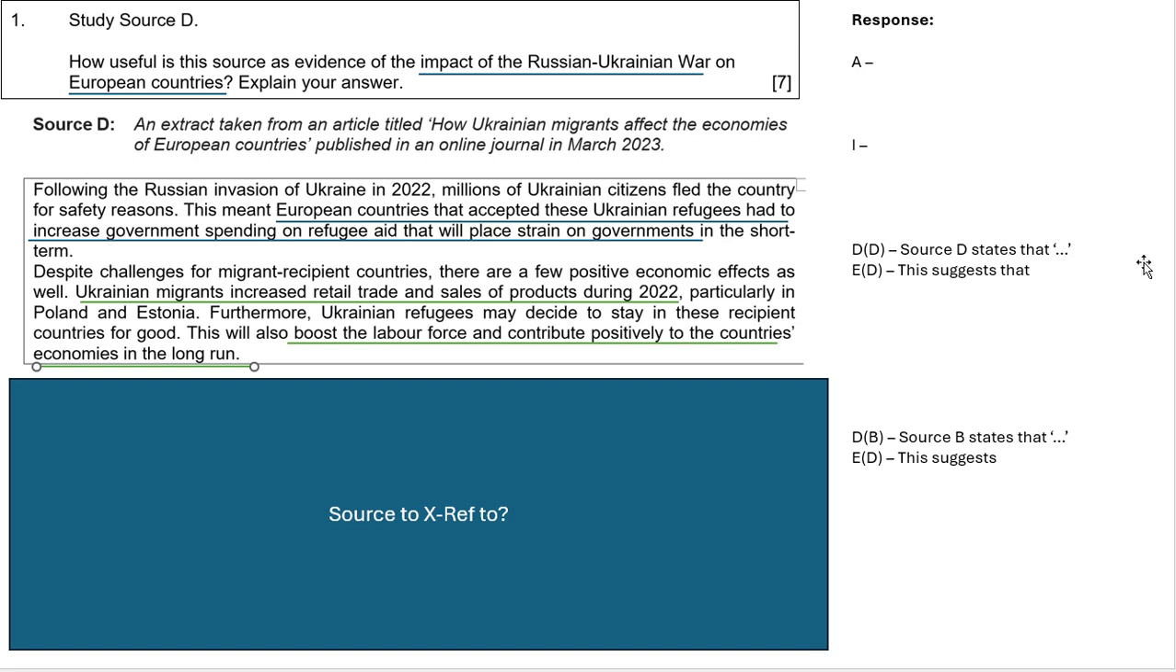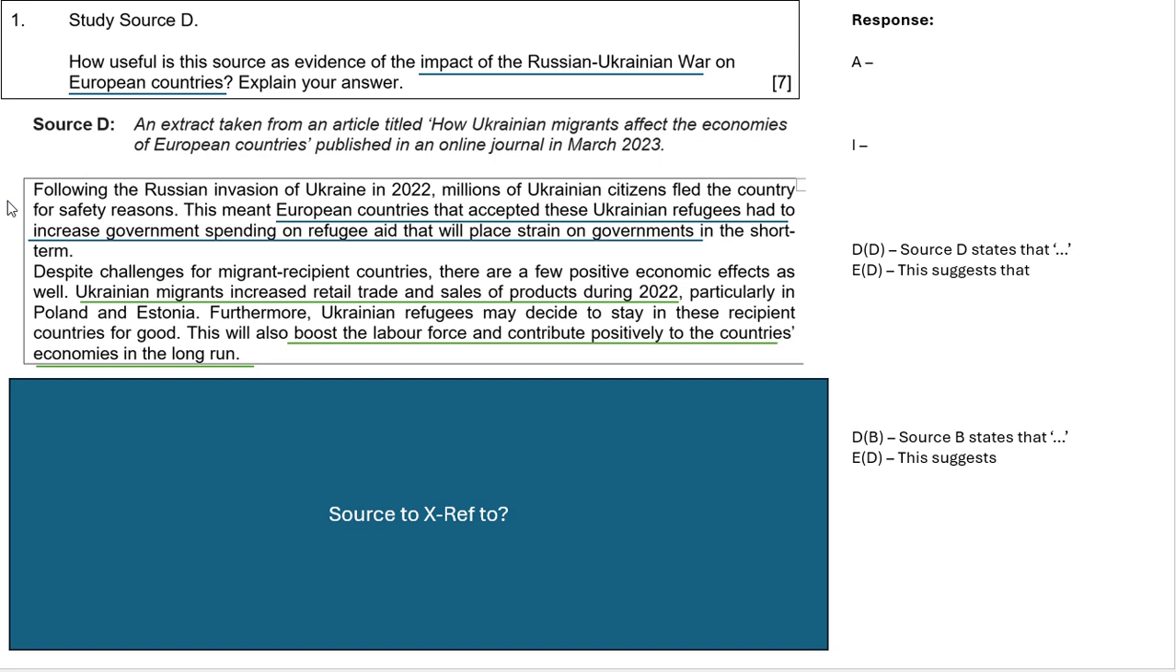So I'm asking you now, in terms of relevance, is this source useful as evidence on the impact of the war on European countries? Yes, because it does tell us about the impact, so it's relevant. Therefore, at least on the content level, it is already useful. So this is your most basic idea. But next, we want to move on to cross-referring, to determining its reliability.